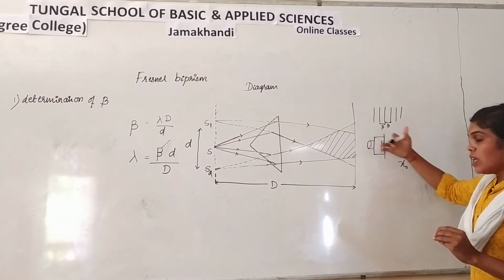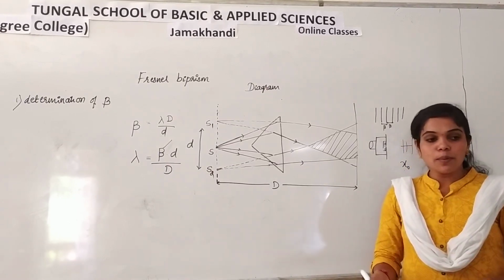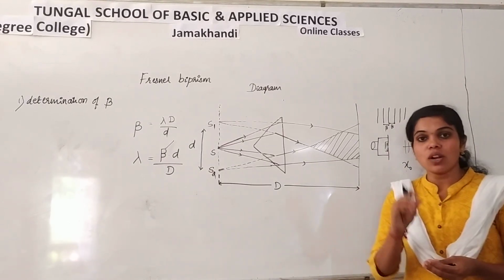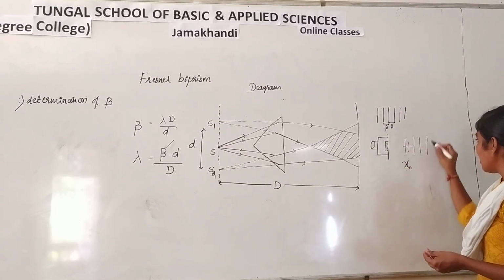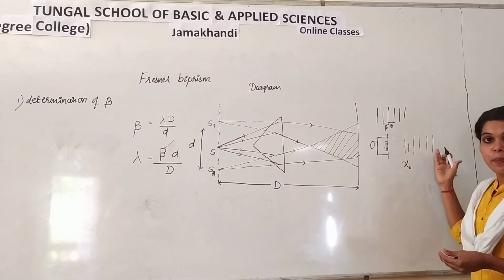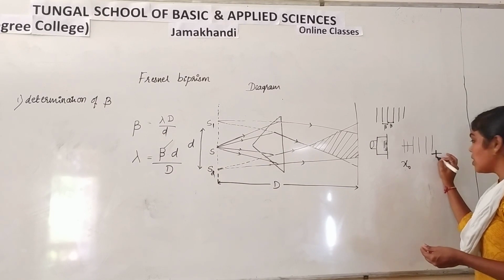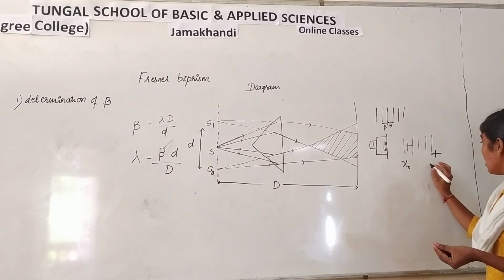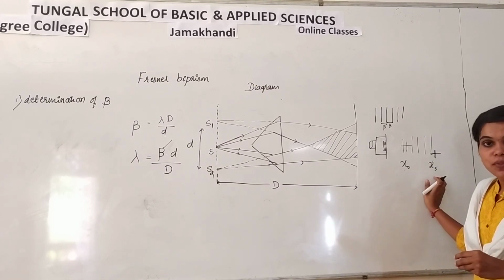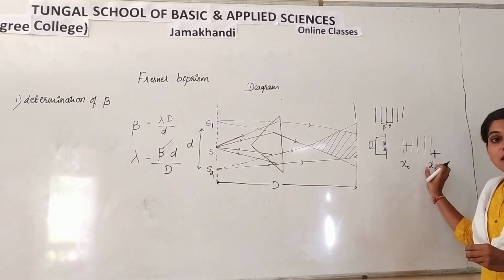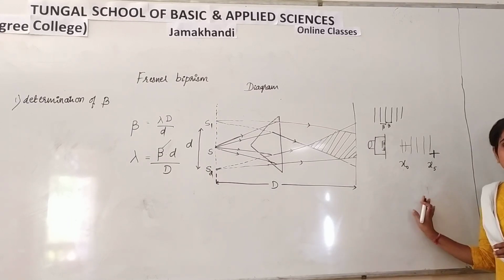Next, move the cross wire across any number of bright fringes. Let us suppose I am going to move the cross wire for 5 bright fringes. Move the cross wire till 5 bright fringes pass. Next, after the 5th, focus the cross wire onto the 5th bright fringe. For that, you are going to get the x5 reading. Focus the cross wire on the 5th bright fringe, and the reading you get is x5.